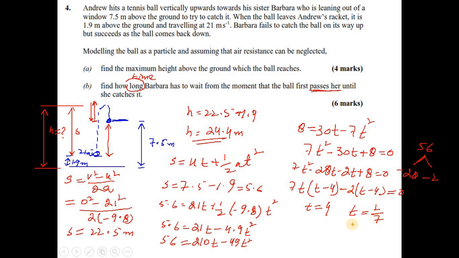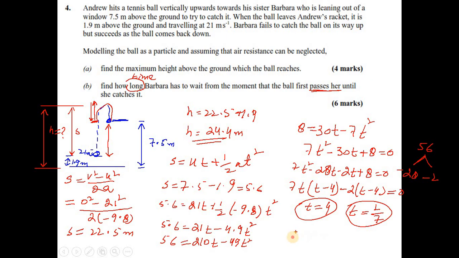Now you have 2 values of time. So what is happening here? These 2 timings are basically showing the time for the ball to reach the window from the point of throw, first and then the second time, which is 4, is the time when it reaches the window again. Clearly this is 2 by 7, the lesser time, and this is 4, the greater time. That means if you subtract these 2, you have the time between the motion when the ball first passes Barbara and reaches her again.